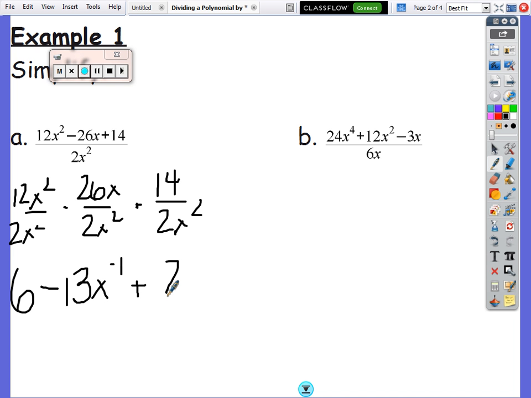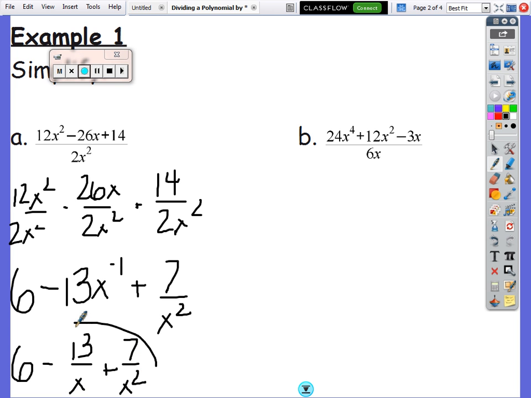I don't have any x's on the top, but I have an x squared on the bottom. So you just have to leave the x squared on the bottom. It does not go to the top. The last thing you have to take into account is you can never have a negative exponent. In order to get rid of the negative exponent, it needs to go to the bottom of the fraction. So I'm going to have 6 minus 13 divided by x plus 7 over x squared. And that's going to be my answer.